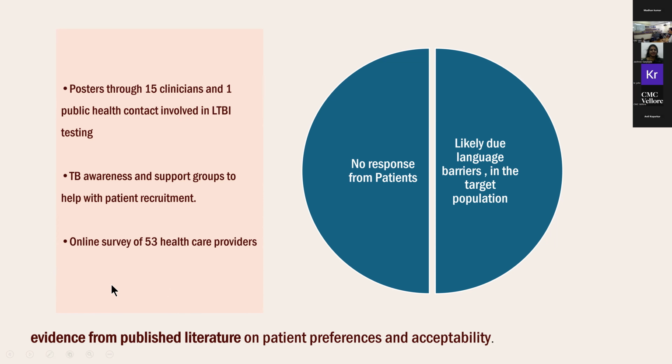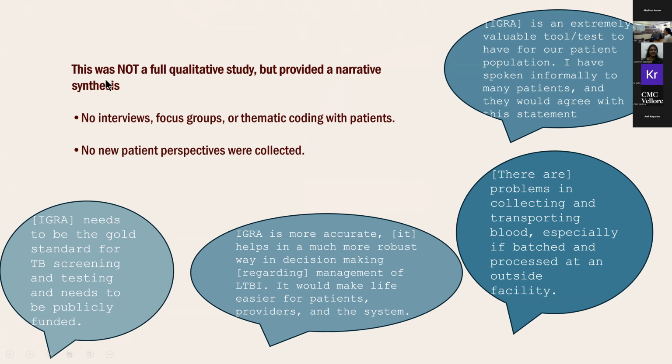Instead, they've just done an online survey of 53 health professionals to see what they think the patient's perspective would have been. And they've also looked at evidence from already published papers on patient preference and accessibility. Now this is not even a full qualitative study. That means they've not done interviews, focus groups, thematic coding. They've just generally interviewed some people and highlighted some of the things that were said. So these are just some quotes. On average, the public, the payers, the clinicians, all of them felt that IGRA would be a better tool. It reduces the number of times that the patient should come and go.